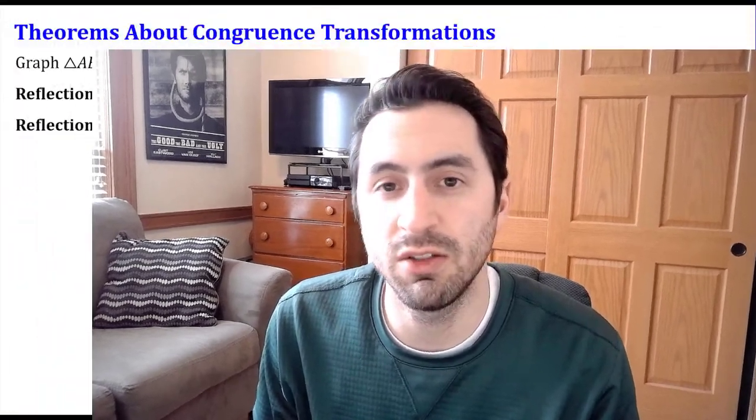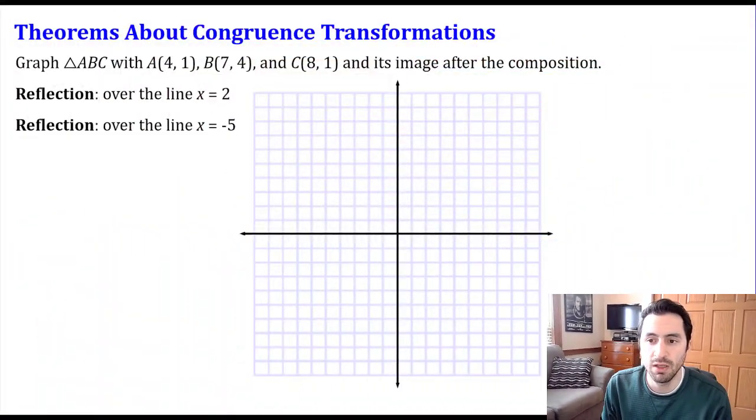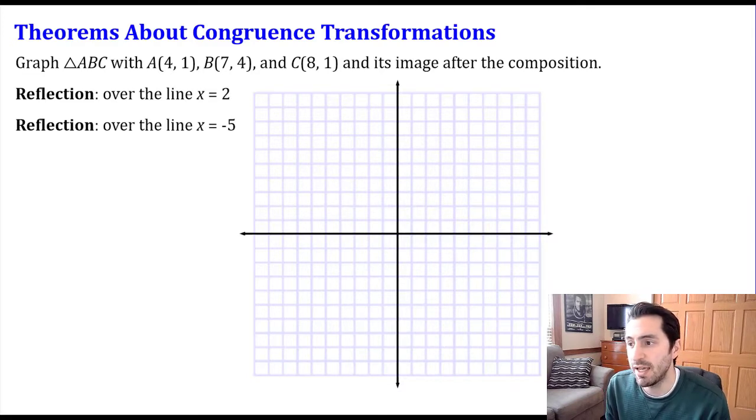So to take a look at these theorems, I want to do a couple examples that illustrate the theorems, and then we'll summarize what we saw, and we'll take a look at what the theorems say. So the first example says graph triangle ABC with these vertices and its image after this composition, and we're going to do two reflections. So we're going to do a reflection over the line x equals 2, and then a second one over the line x equals -5.